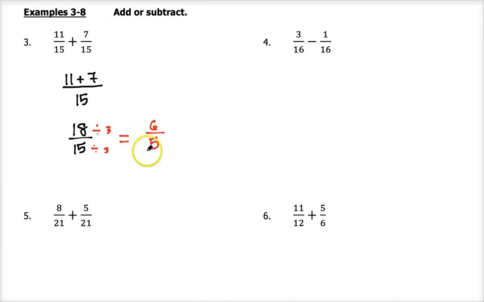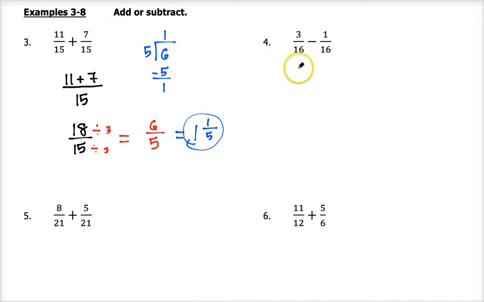6/5 is an improper fraction, so we want to change this to a mixed number. And remember, we do that by taking the numerator divided by the denominator. So 6 divided by 5. 5 goes into 6 one whole time. And then we get a remainder of 1. So this becomes 1 and 1/5.